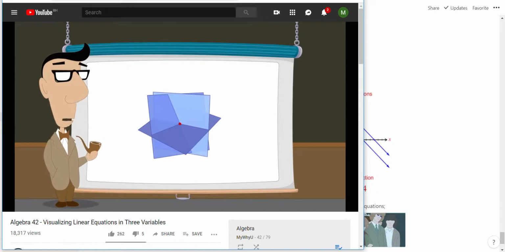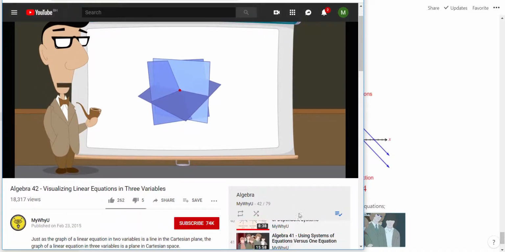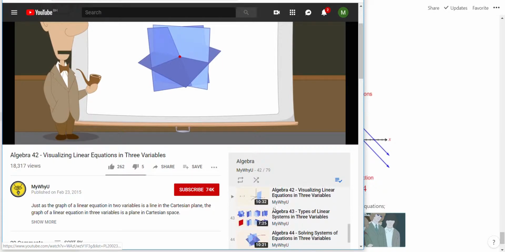In the next lecture, we will look at different ways in which 3 planes can intersect in 3-dimensional space, and thus different types of solutions which can exist for a system of 3 linear equations in 3 variables.